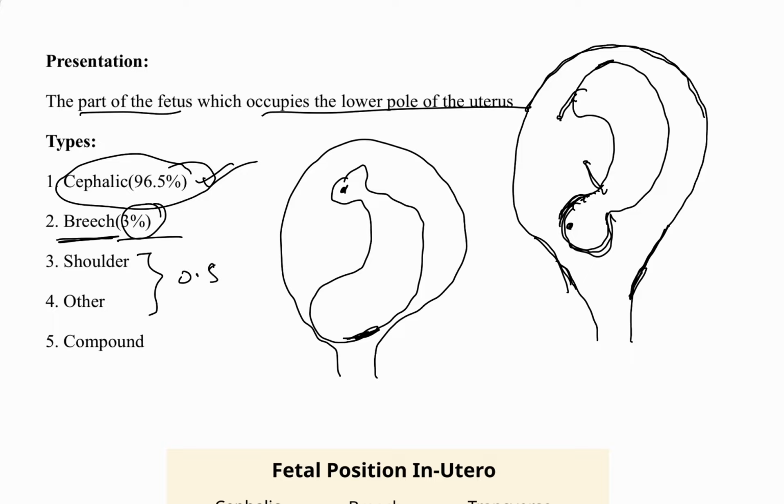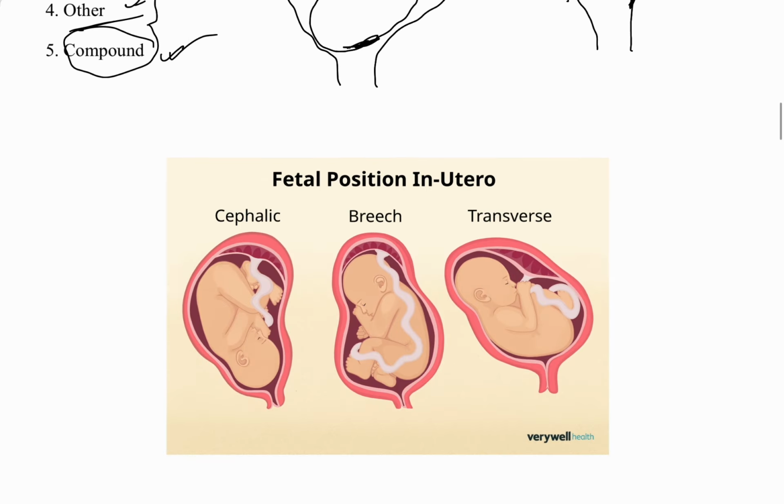And in 0.5% cases, the shoulder or any other part of the body may occupy the lower pole of the uterus, which then would be known as shoulder or other presentation respectively. And sometimes, which is very rare, more than one part of the fetus may occupy the lower pole of the uterus, which is known as compound presentation.